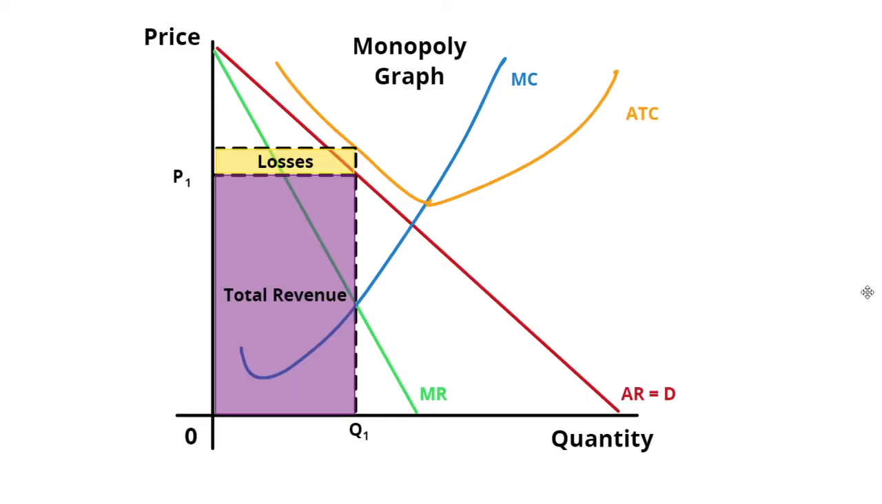Finally, let's check out the second challenge question on a monopoly graph. Copy this graph down on a piece of paper and locate the points of importance, including allocative and productive efficiency along with the break-even point.